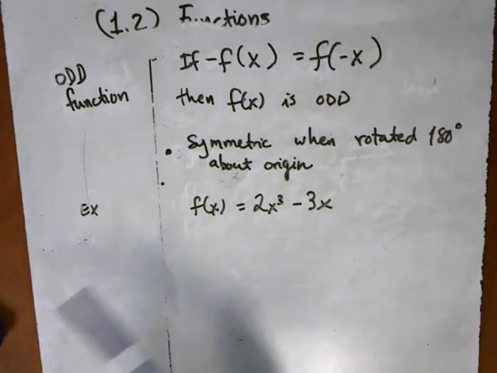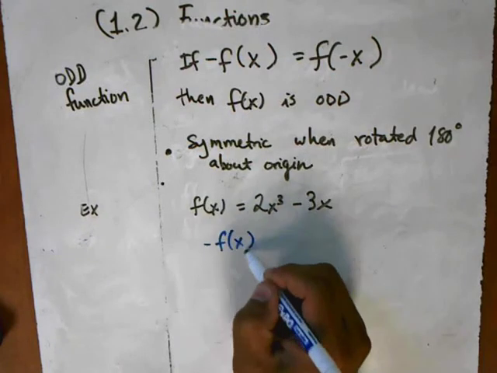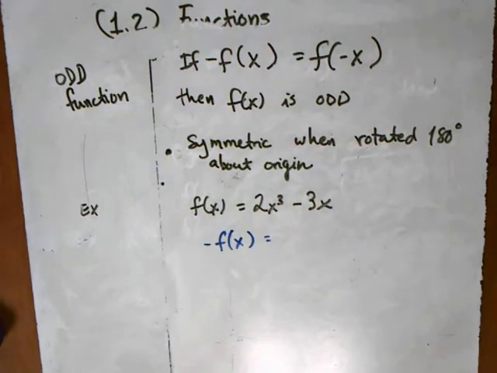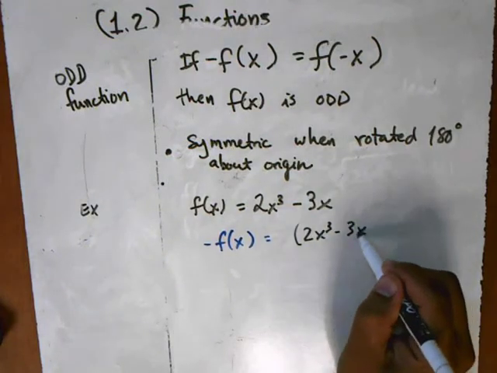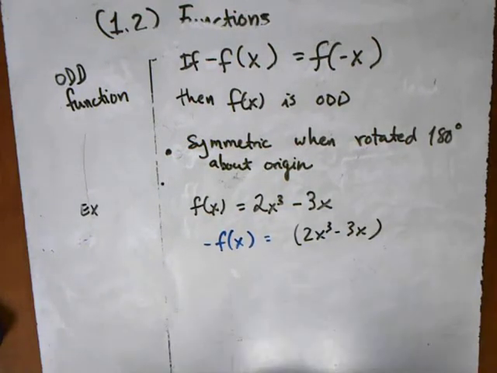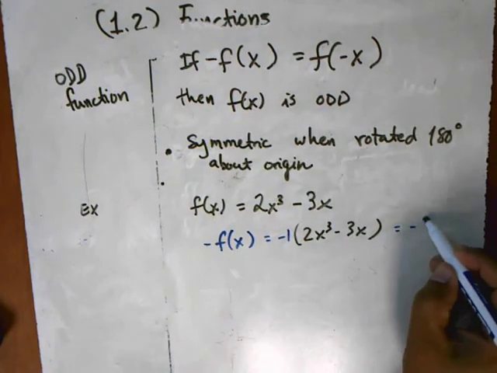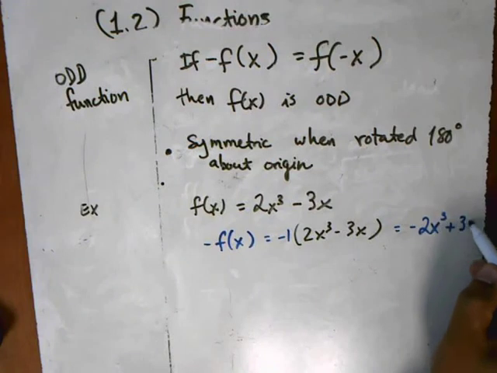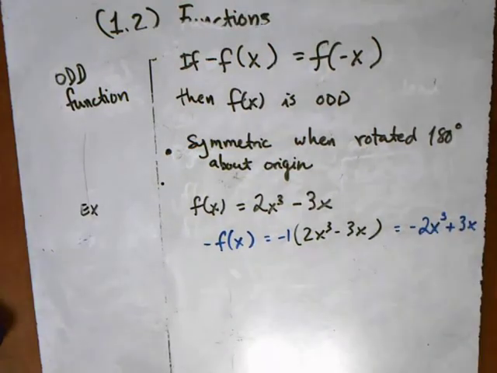Well, let's try our example here. Negative f of x, and if you recall from earlier, that's like taking the entire thing, 2x to the third minus 3x, and then multiplying all of it by negative 1. This is going to give you negative 2x to the third plus 3x. Okay, so that's negative f of x.